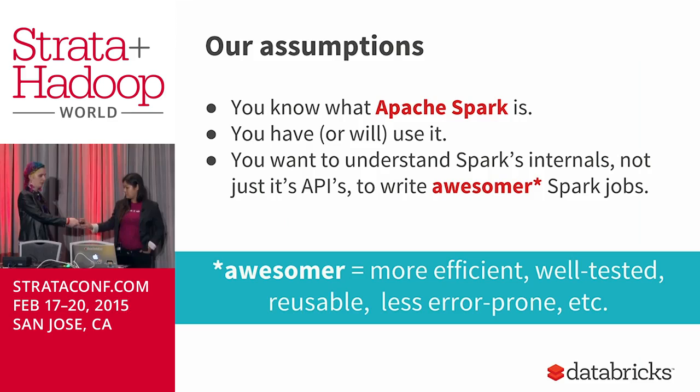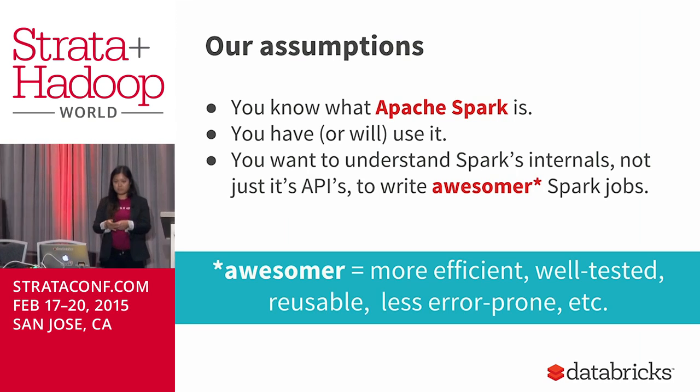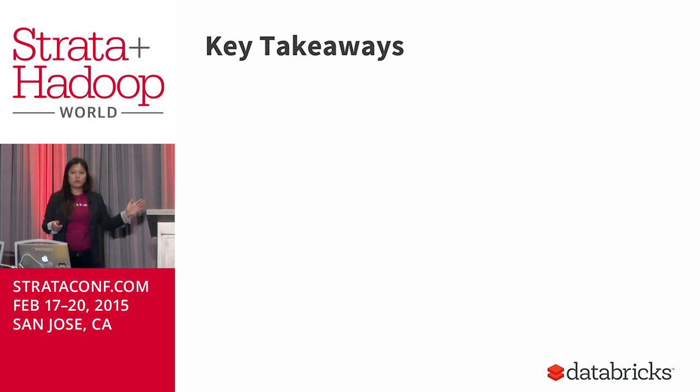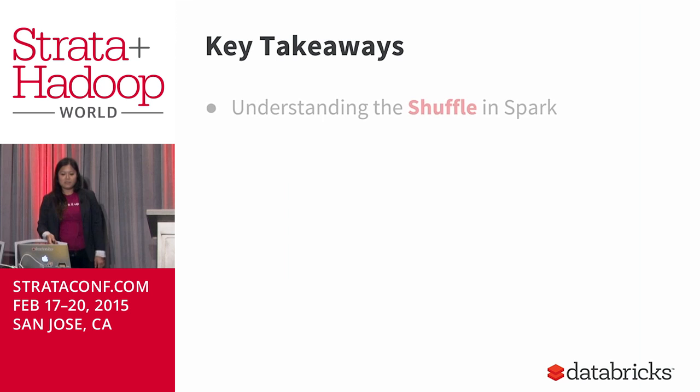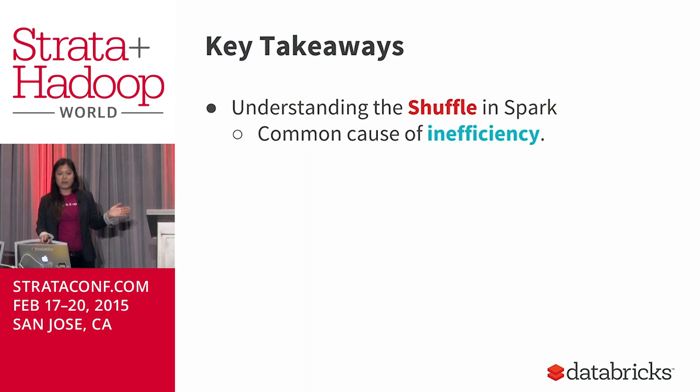And with that, there are three main things we hope you take away from this talk today. The first is to understand what the shuffle is in Spark, and I'll define that. The main thing is, though, whenever I see a customer write in that they have a Spark job that's running really slow and they can't figure out why it's going so slow, 90% of the time it has to do with something wonky happening in the shuffle.